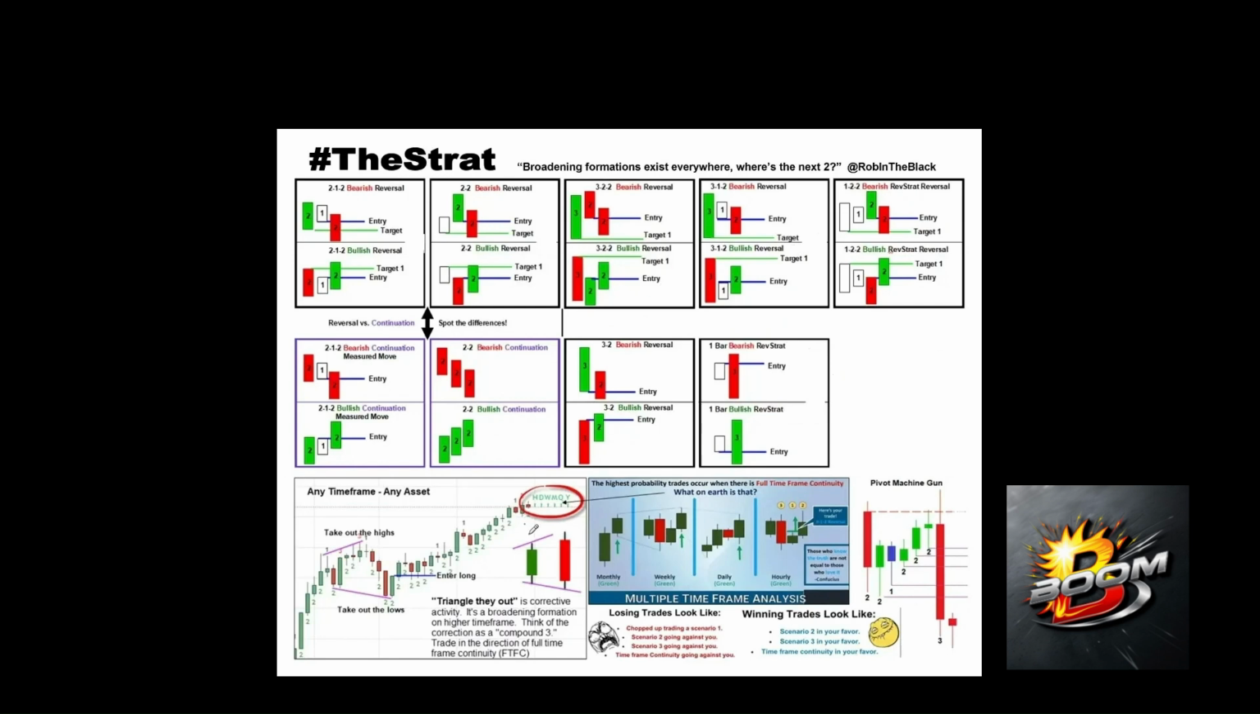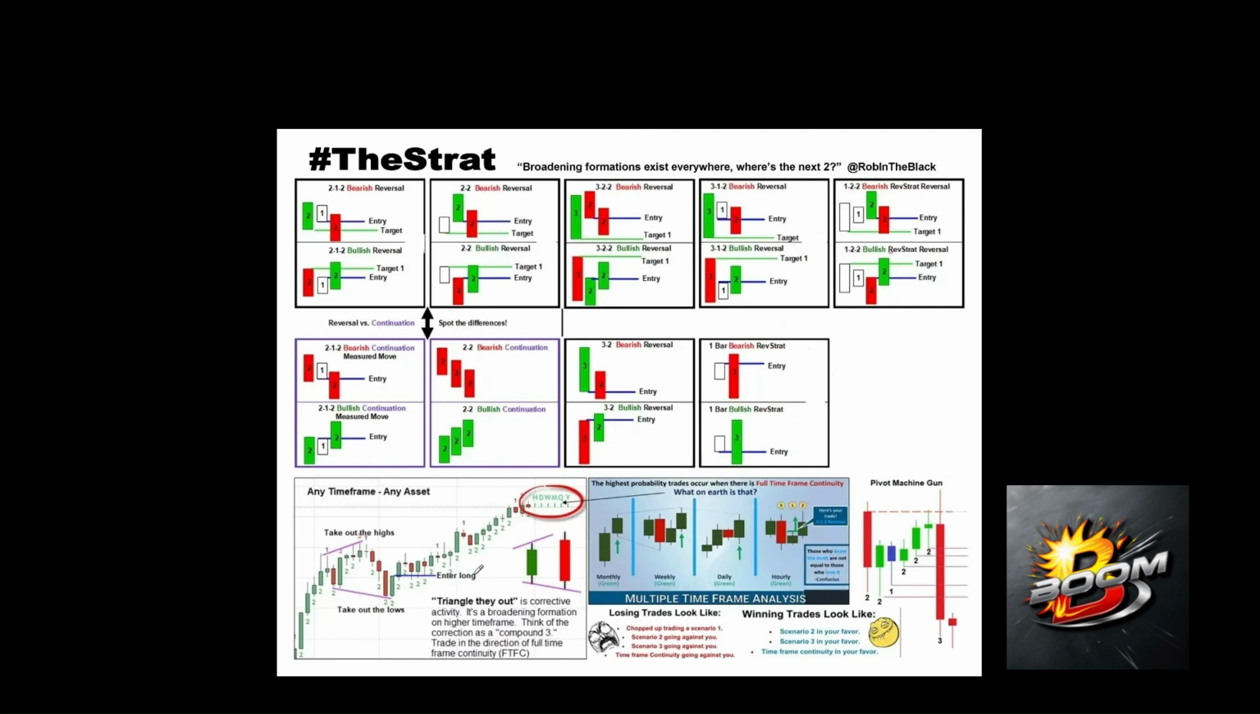Just remember, triangle out, it's just simply corrective activity. It's broad information on a bigger time frame. So, like you can see here, broad information. Triangle out, and then boom. Exactly what we want to see.